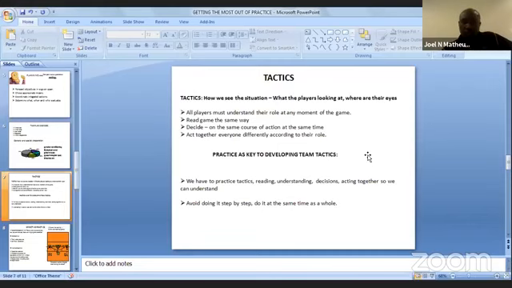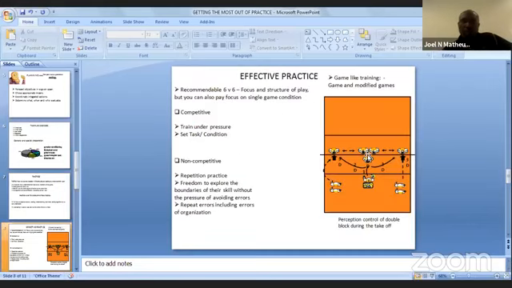Then I want to go to effective practice. It is more recommended to do 6 versus 6, because that is the game situation, and we have also learned this in various classes, especially the American versions. They like to do it exactly like the game, but all the time you must practice game-like training. Very important.